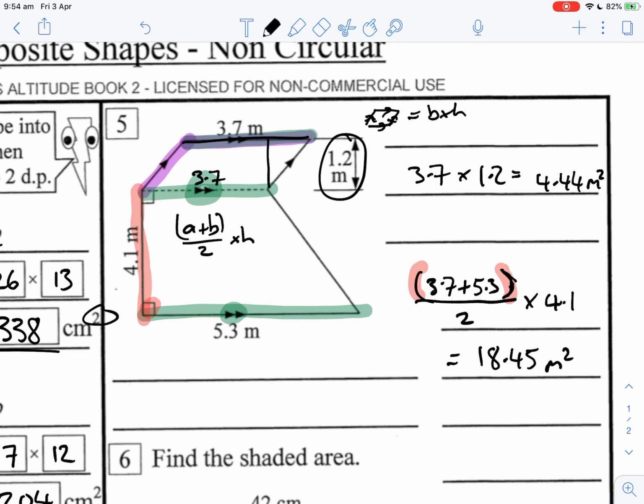Now, that was for the trapezium, so your total area will just be the two areas added together. That was the 4.44 from the first shape, plus the 18.45 for the second shape. If I add those together, you would get an answer of 22.89 metres squared altogether.